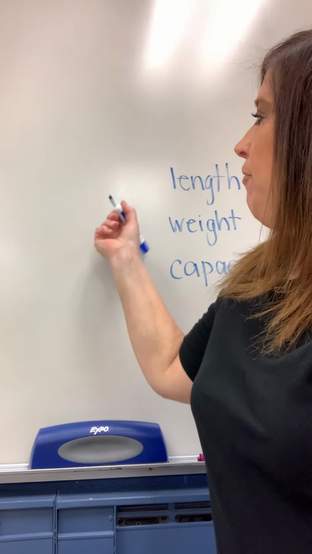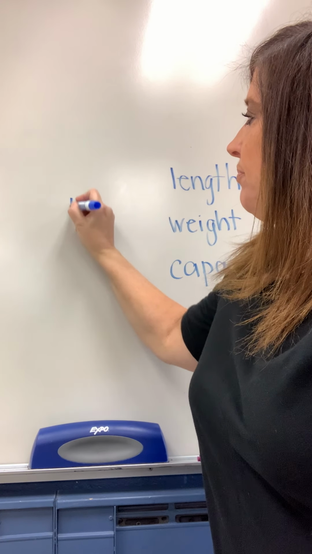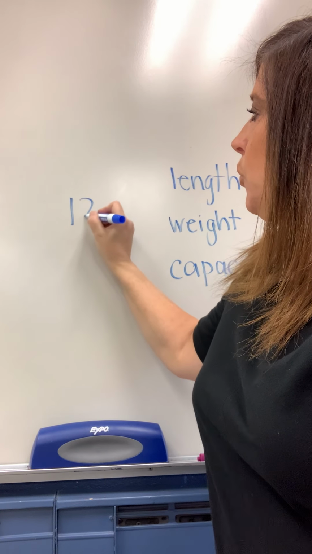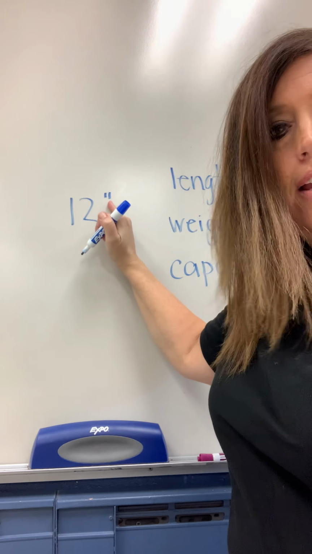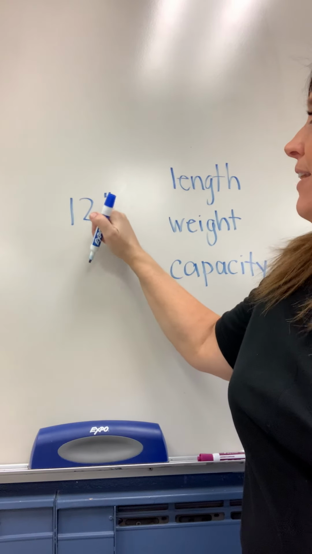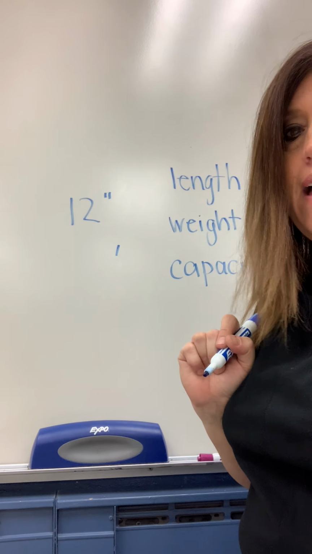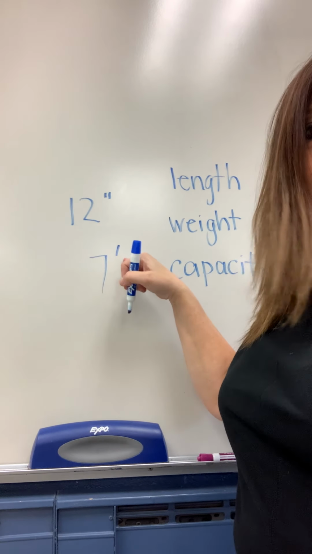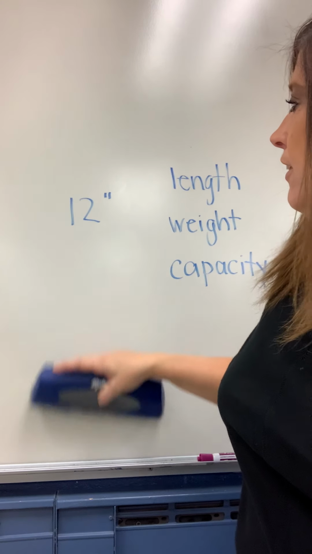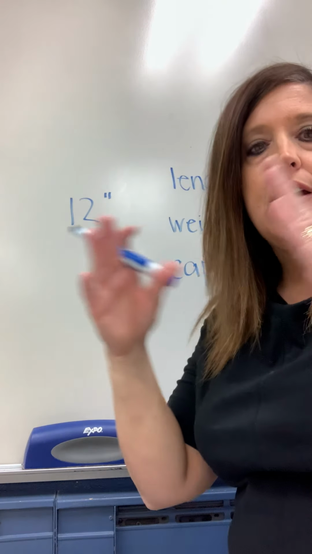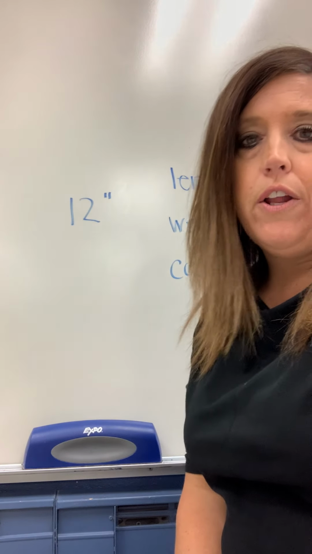Here's what I mean. If we have something that is, say, 12 inches, and by the way, when you see those little two marks, they almost look like quotation marks, that represents inches. When you see one by itself like that, it represents feet. This would be 12 inches, this would be 7 feet. All right, so let's talk a little bit about 12 inches. We know that that's the standard size of a ruler. We know that that equals 1 foot.